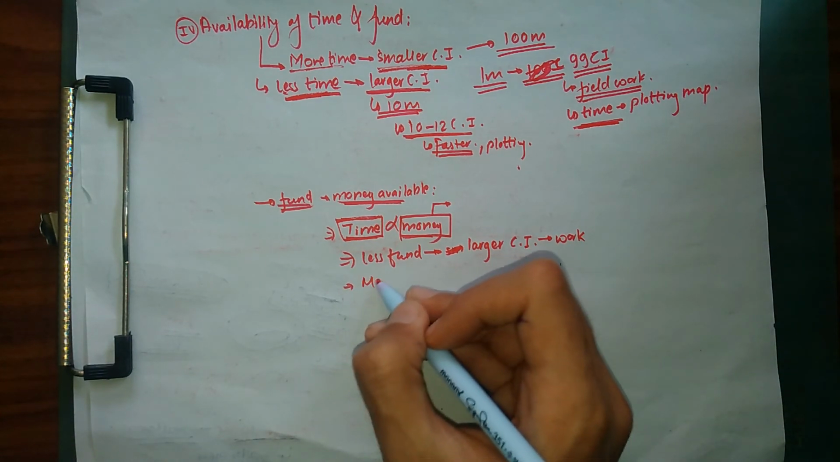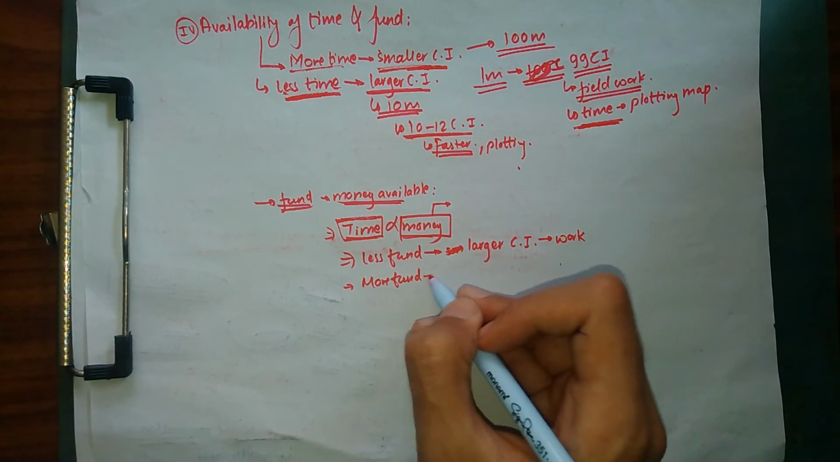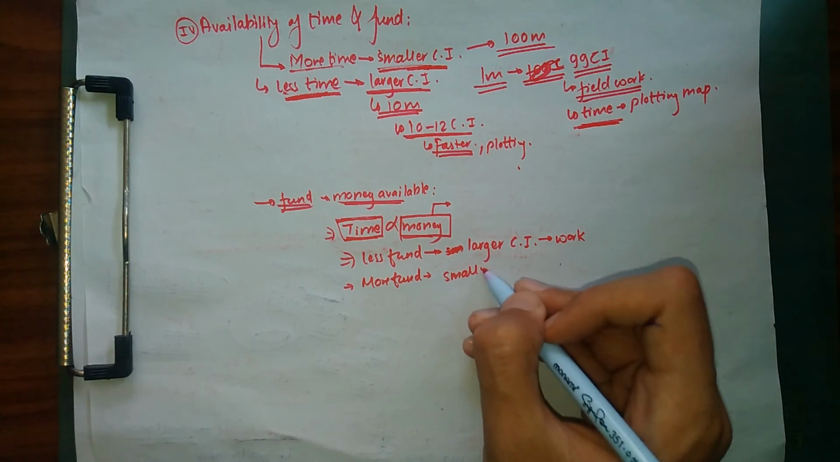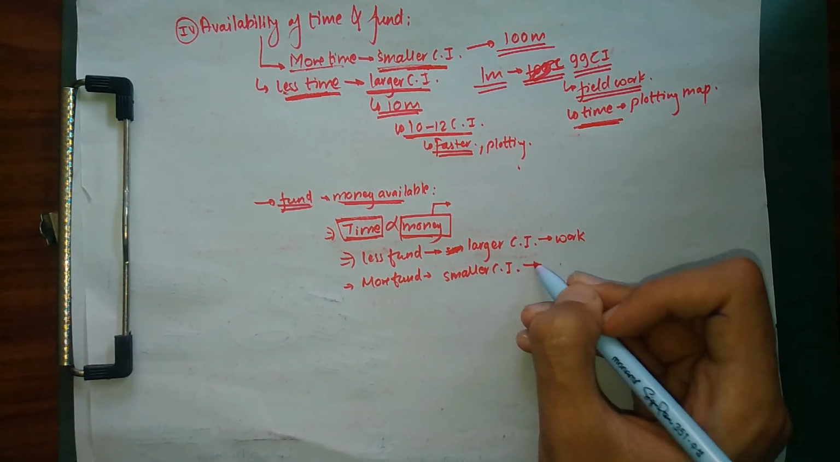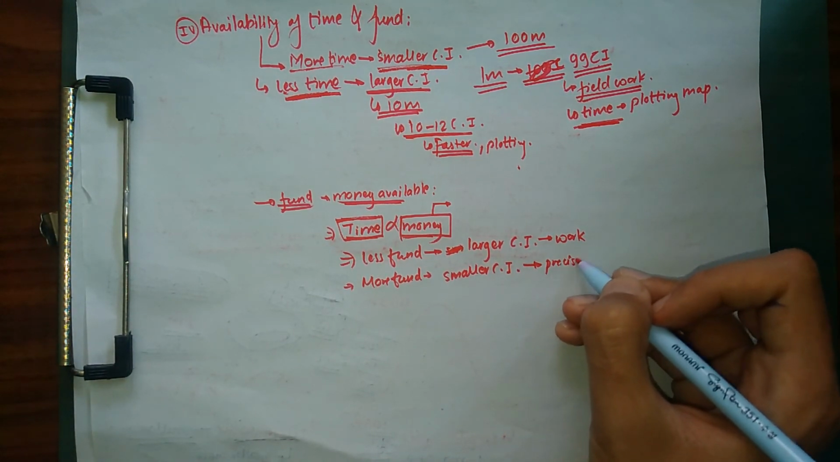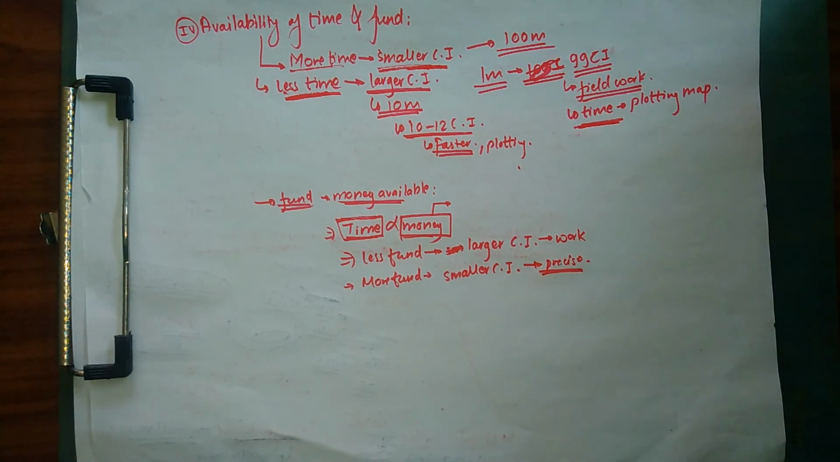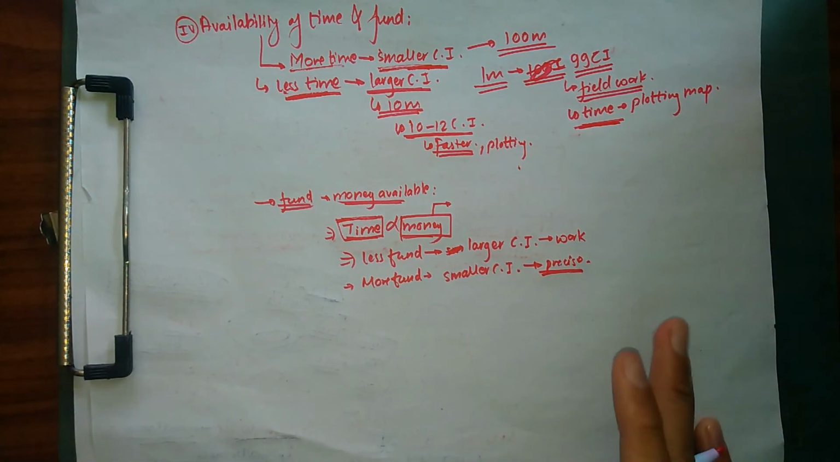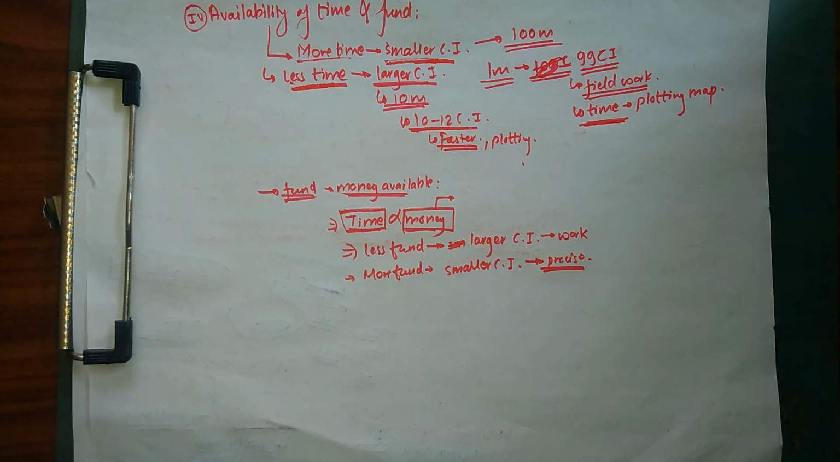But if we have more fund or more money, in that case we can use a small contour interval, spending more time in our field as well as in our map work to get precise knowledge of our terrain. So these four factors combinedly affect our contour interval.